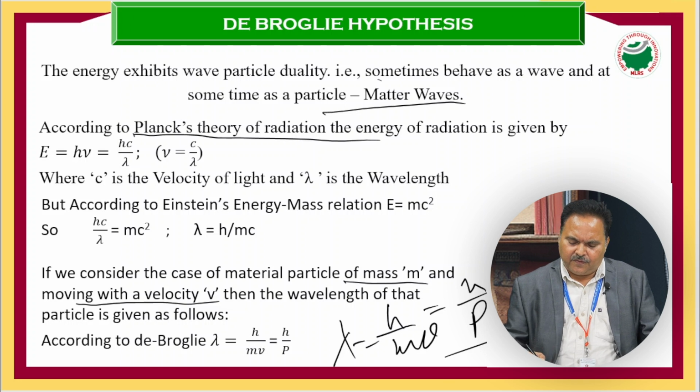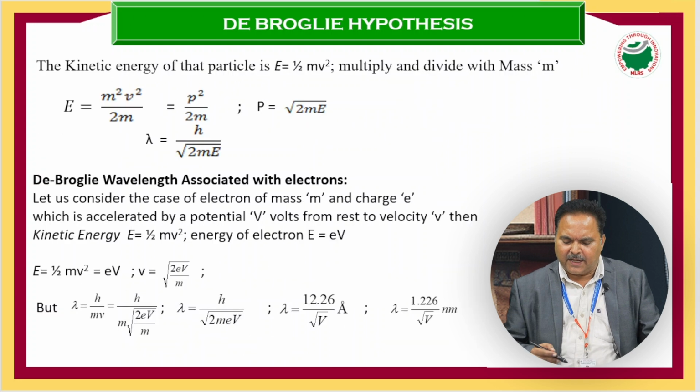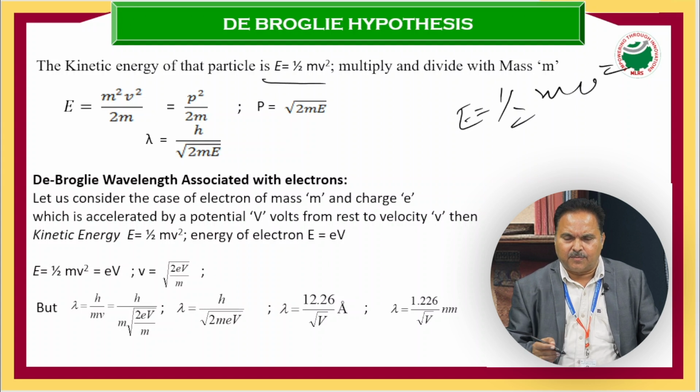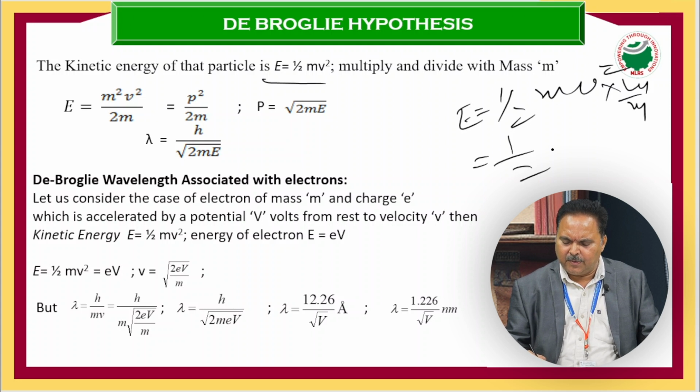Now if a particle is moving with velocity, there will be some kinetic energy. So that kinetic energy is E is equal to half mv square, because the particle is moving with velocity v. If you divide and multiply this equation by m, it becomes half m square v square by m.